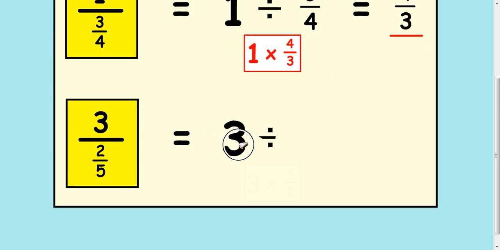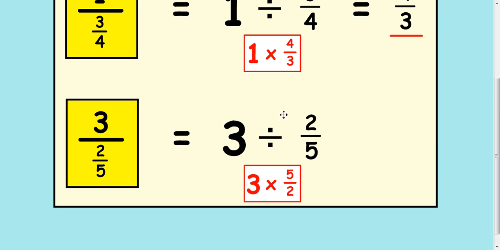Same idea here, we think of it sideways as 3 divided by 2/5, and you can flip that over and become 3 times 5/2. Now when you're doing this, 3 times 5 is 15/2. You can think of it as 3/1 times 5/2, so you get 15/2.